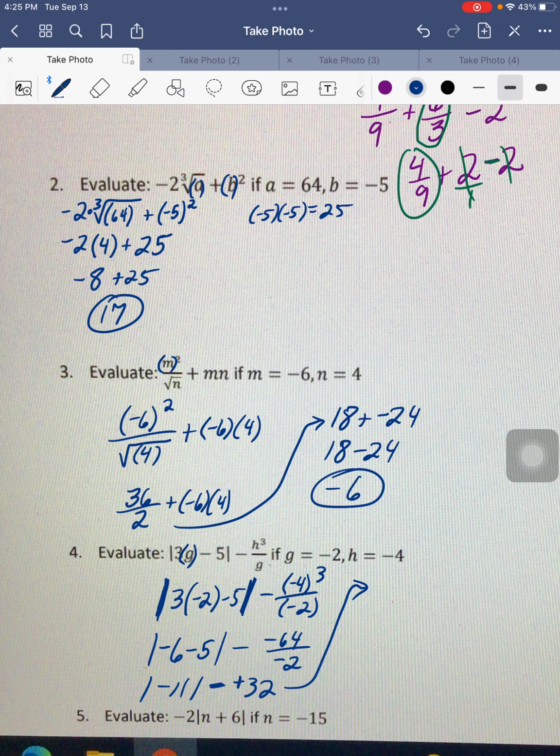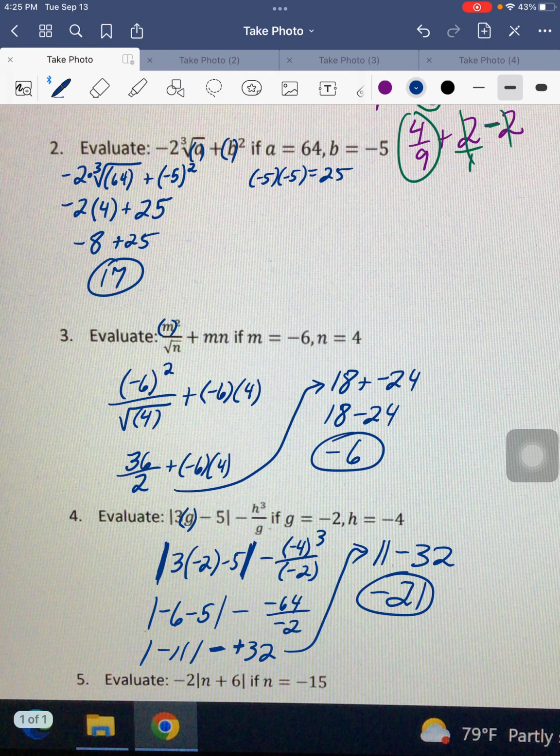This minus the positive, you have absolute value of -11. That's a distance from 0 of 11. We have minus a positive 32, which is the same thing as subtract 32, which is 11 minus 32, which is negative 21.